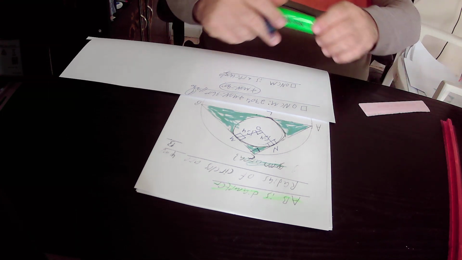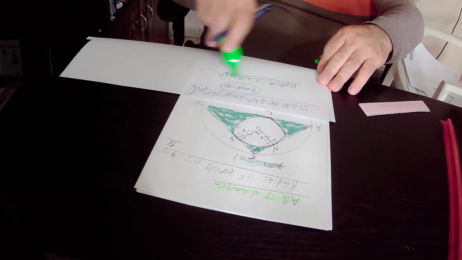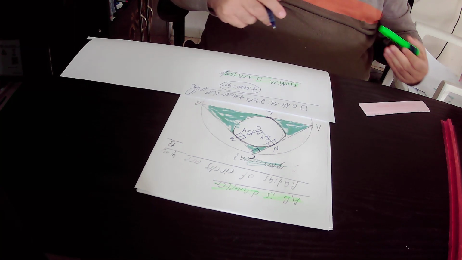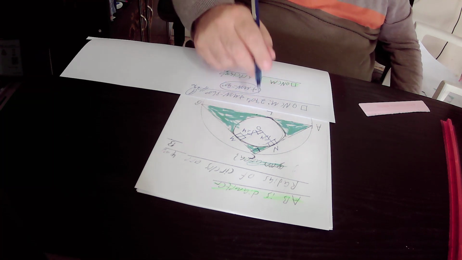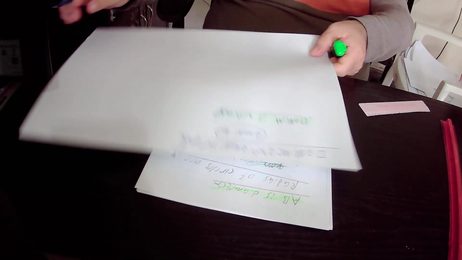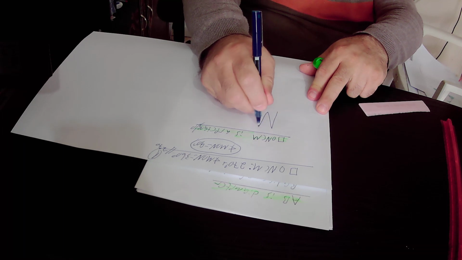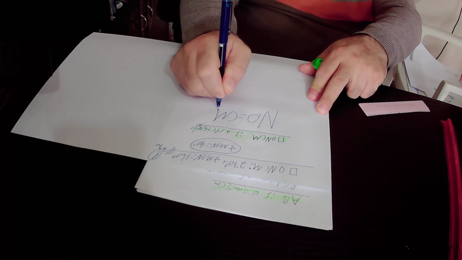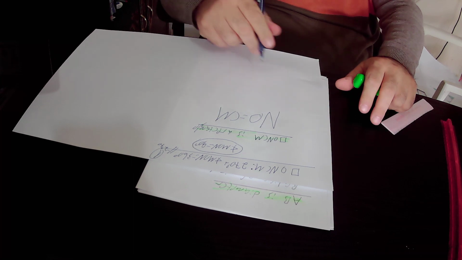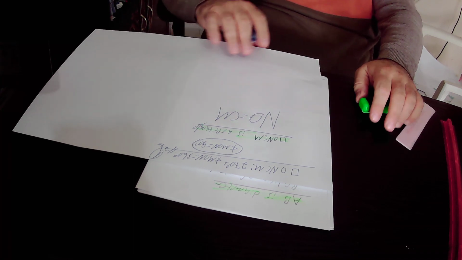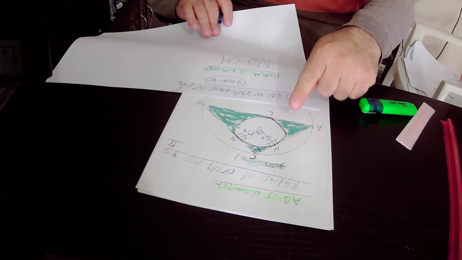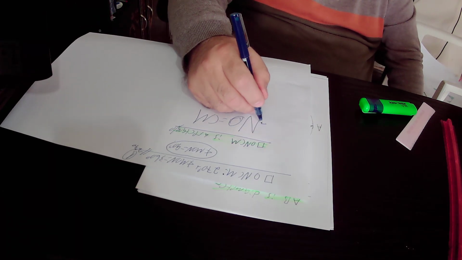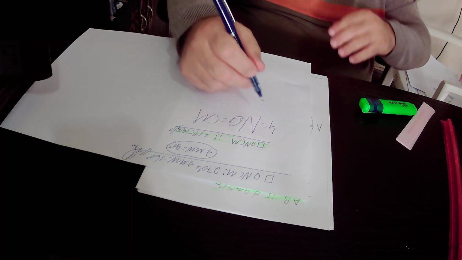Quadrilateral ONCM is a rectangle, and we know that the opposite sides of a rectangle are equal to each other. That is to say, NO equals CM, according to the rule that the opposite sides of a rectangle are equal. But we already found out that NO equals 4 units. It is the radius of the small circle. So NO equals 4 units.